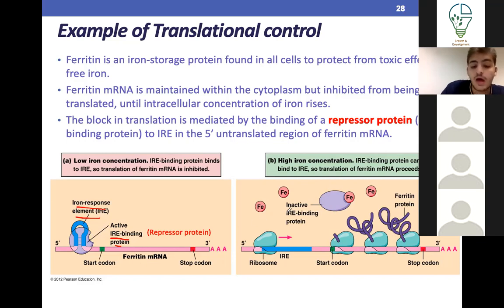However, when there is increased intracellular iron, iron will bind to the X binding protein, or the IRE binding protein, removing it from the IRE. Now the ribosome can bind and translate it into the ferritin protein, which will then bind the iron as a mechanism of regulating the concentration of iron in the cell. Does that make sense or not? Because I feel like I lost you guys.